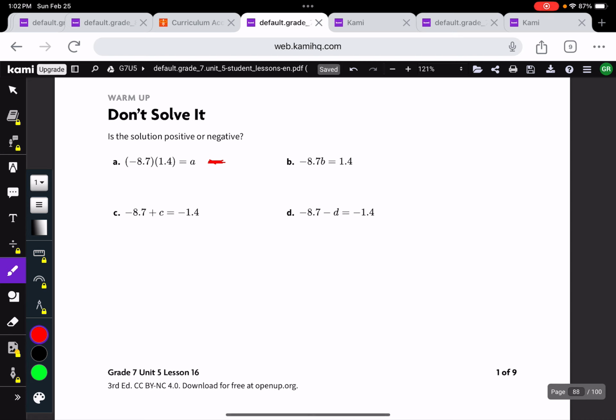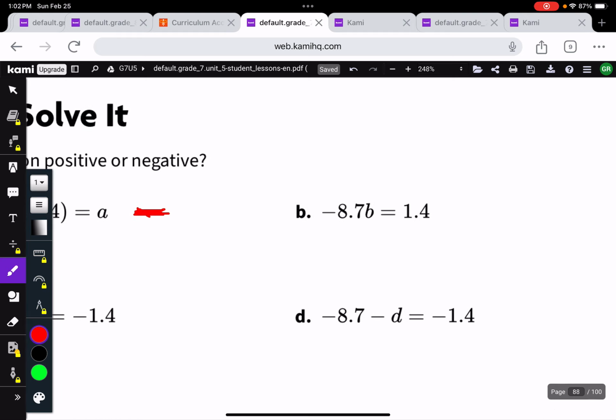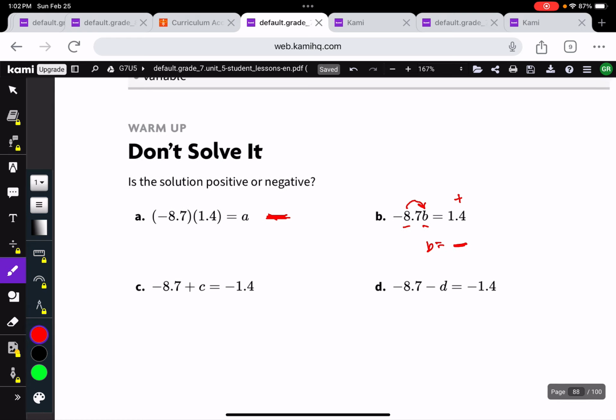Now, in the next one, I see a negative 8.7 times something, and I get a positive. I do know that a negative times a negative should be a positive. So I don't even need to know the number. I just know that B needs to be negative.